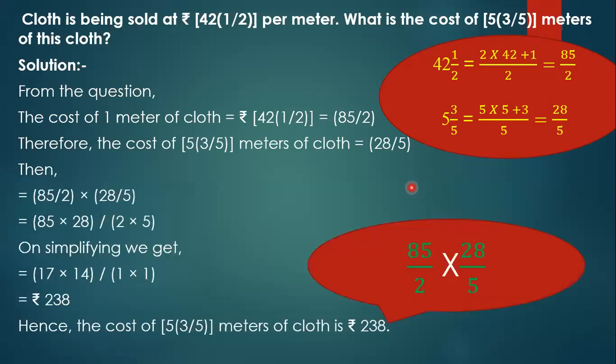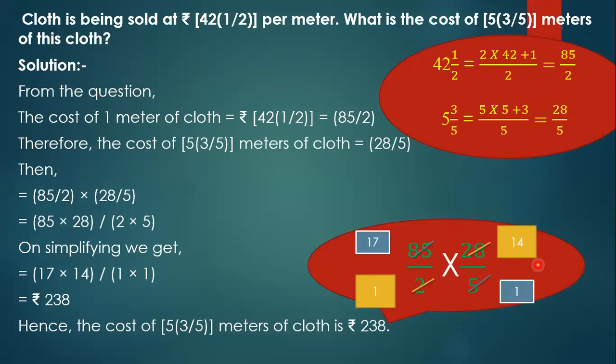And how do we multiply? We have been learning that cancellation has always been an easy tool. See, 5 and 85 get cancelled with each other. 2 and 28 get cancelled with each other. So here we have 2 in the table of 2, 28 comes 14 times. In the table of 5, 85 comes 17 times.